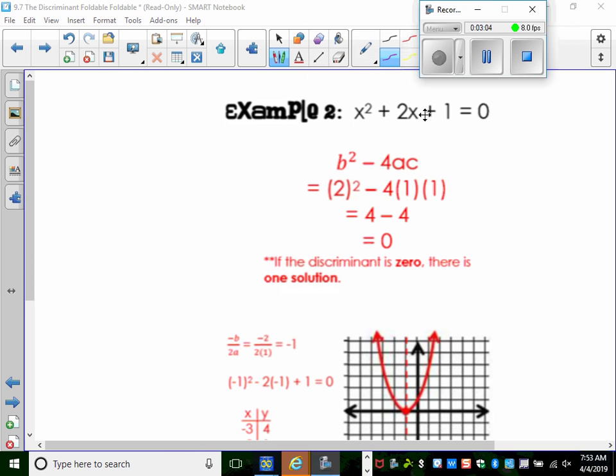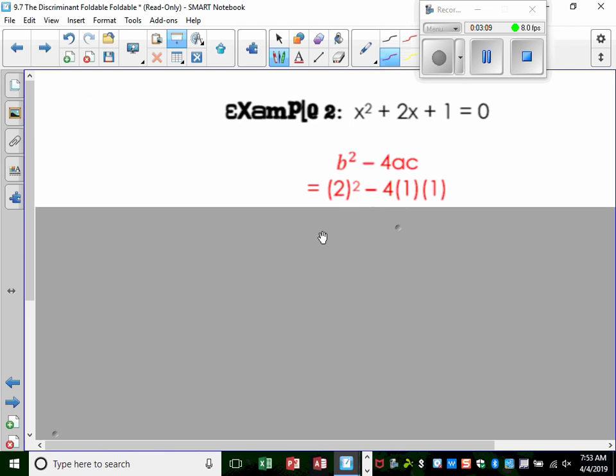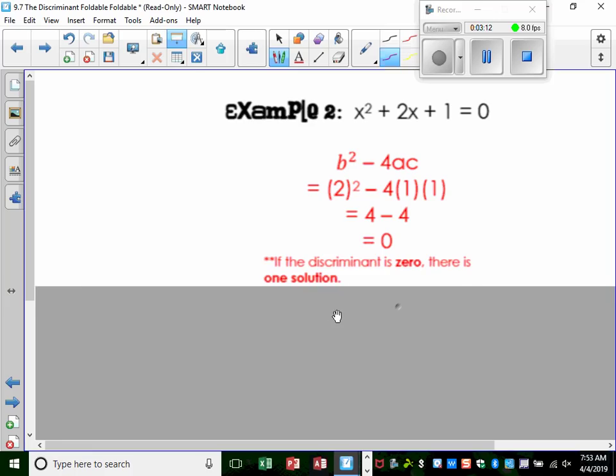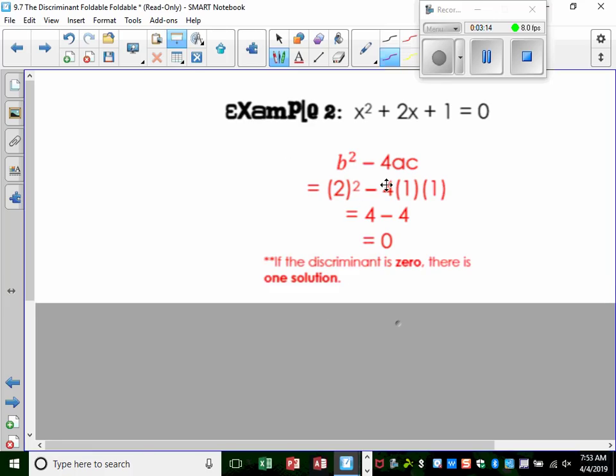All right, so here's example 2. So in example 2, same thing. We're going to do the discriminant piece first. And when you do the discriminant, the b squared minus 4ac, so you know this is your a term, this is your b term, this is your c term. Okay, when you substitute all those numbers in, your answer in this case comes out to be 0. So if your discriminant is 0, there is then 1 solution. So I'll give you a chance to write that down.